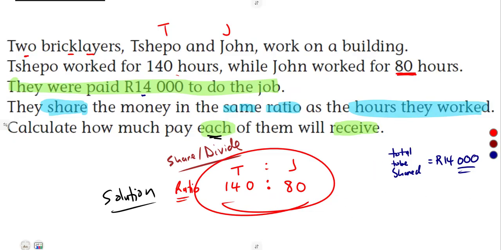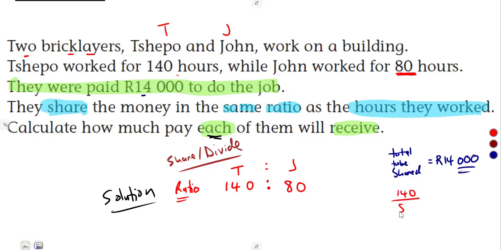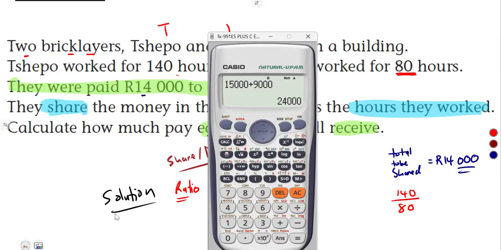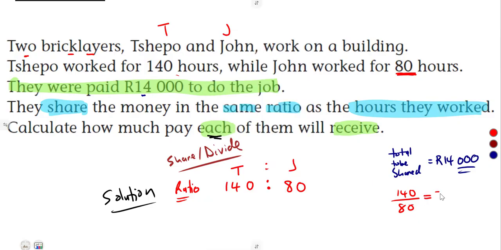You can reduce it, it's in your hands. Remember, I said ratio can also be reduced. So how do we reduce it? It's a fraction, 140 over 80. You can even use your calculator if you want. It will give you a fraction in simplest form, 7 over 4. It simply means 7 is to 4. So this is their ratio in simplest form.